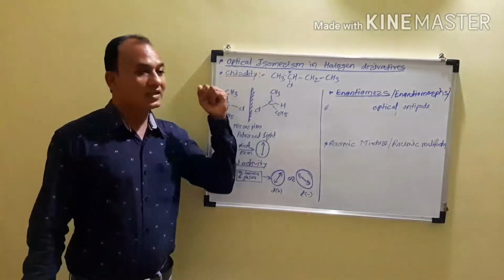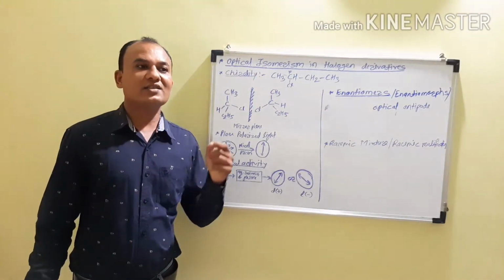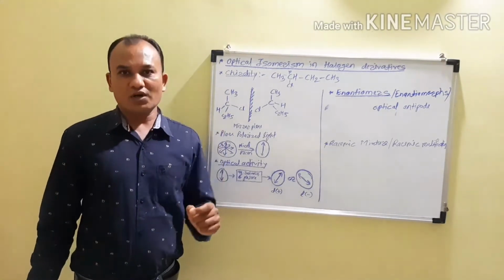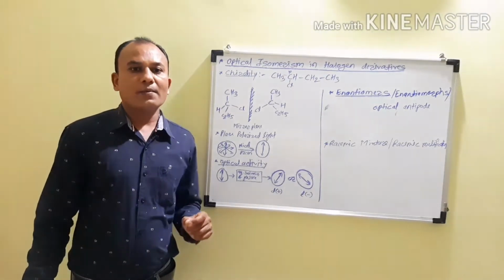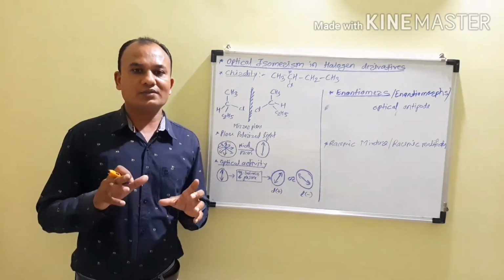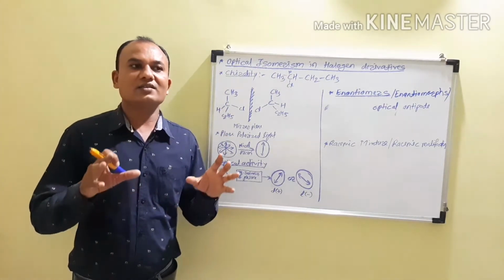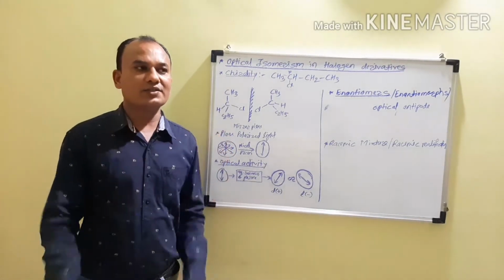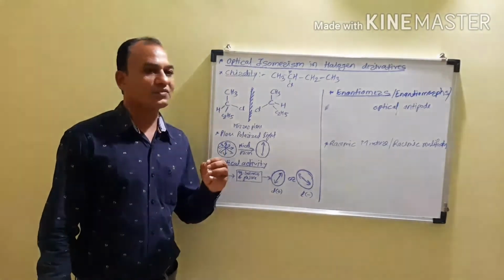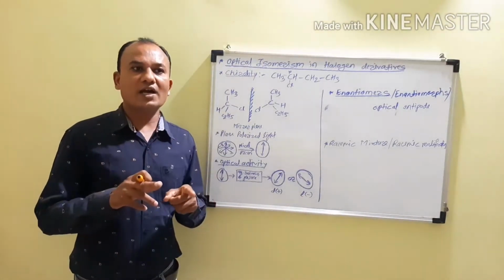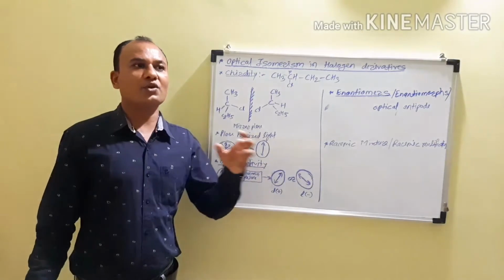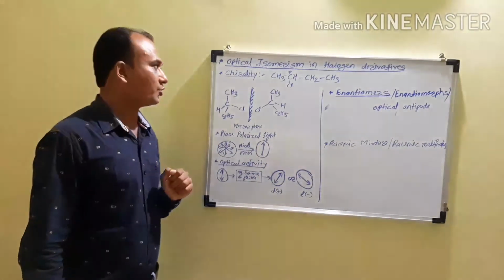As you know, when we consider optical isomerism, these are molecules which have the same molecular formula and the same bond connectivity, that is the structural formula, but the spatial arrangement of atoms or groups is different. Such isomerism is called optical isomerism. It means that in optical isomerism, if the spatial arrangement of the atoms around a particular atom is different, then such molecules are called optical isomers.